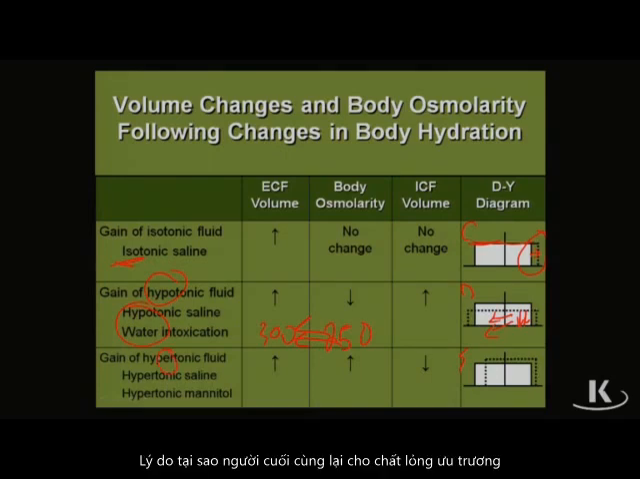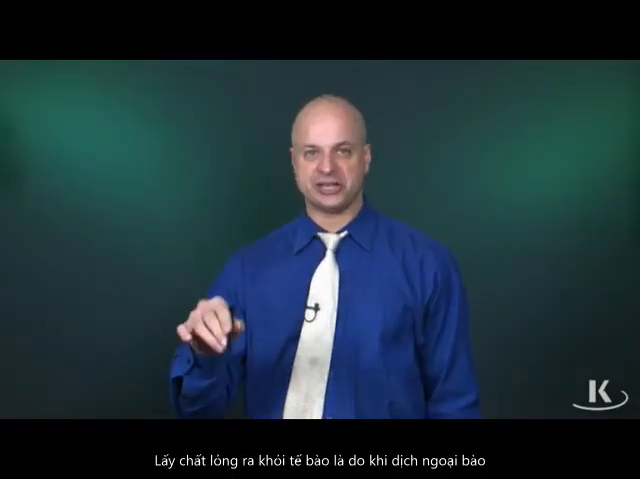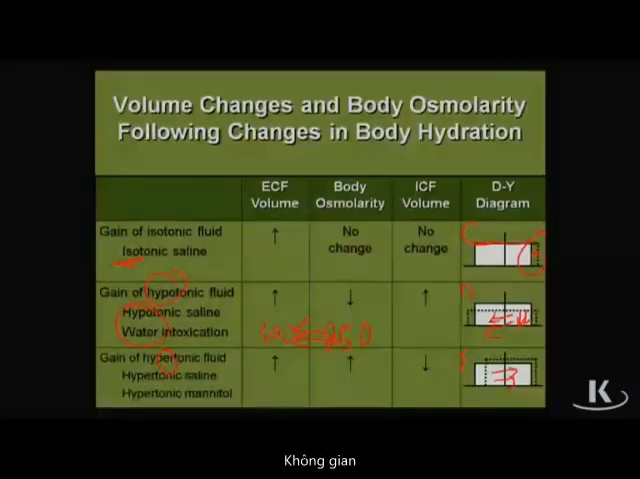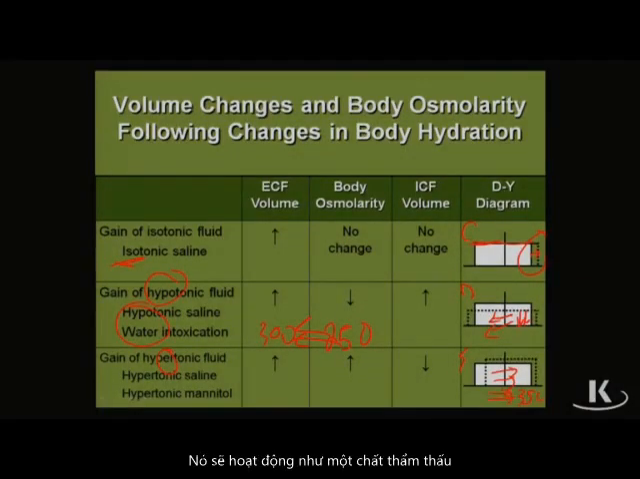The reason why this last one, giving hypertonic fluids, takes fluid out of the cells is because when the extracellular fluid space raises the osmolality and it goes up, it will act as an osmotic draw and dehydrate the cells. Hallelujah, we're sold.